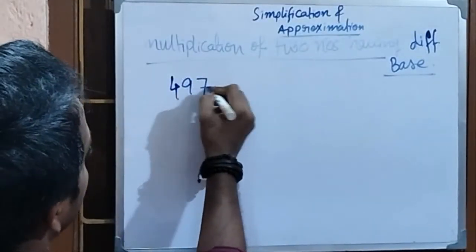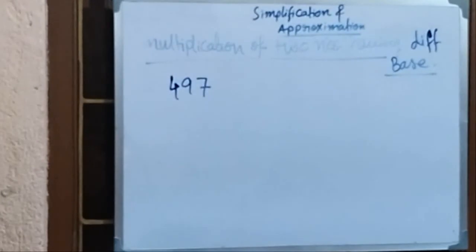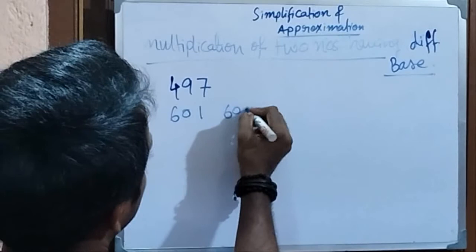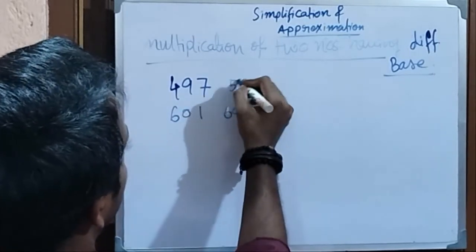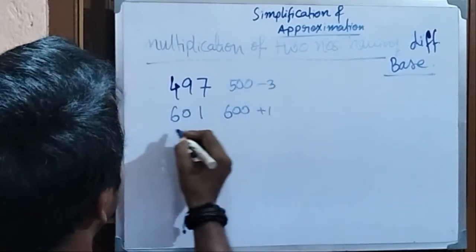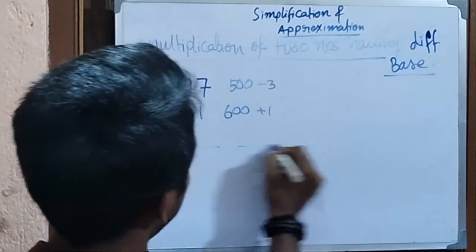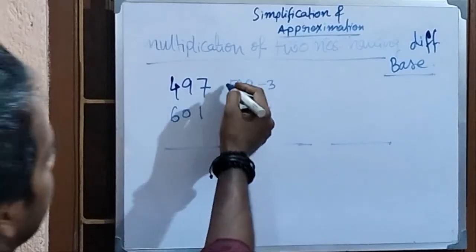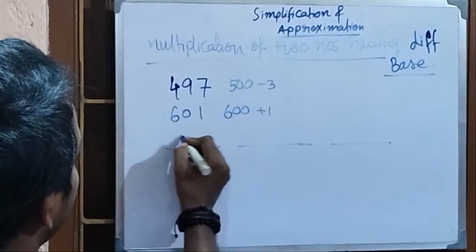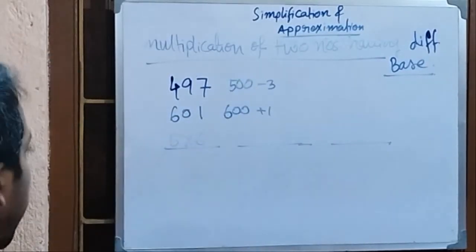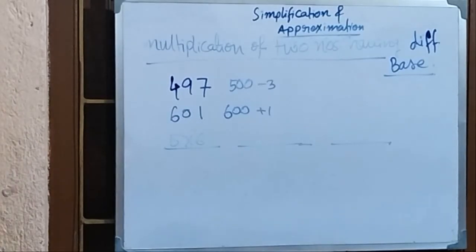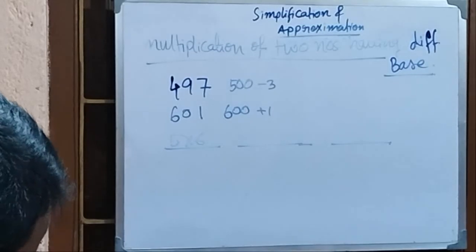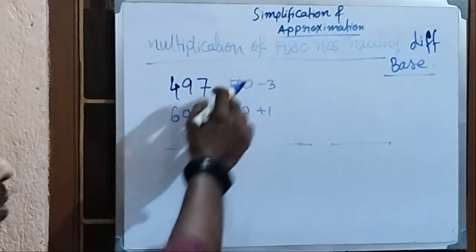For 97, 601 here is 600 plus 1, and here 500 minus 3. So the 3 part comes in place, right? So the first part, 5 into 6, right? The base part, the varying bases, would get multiplied, except 0.